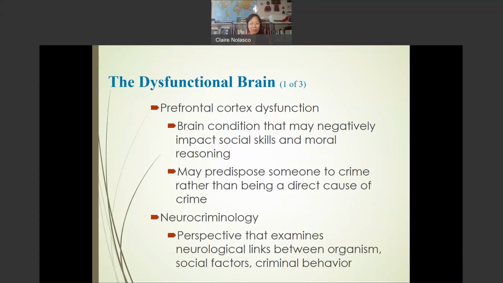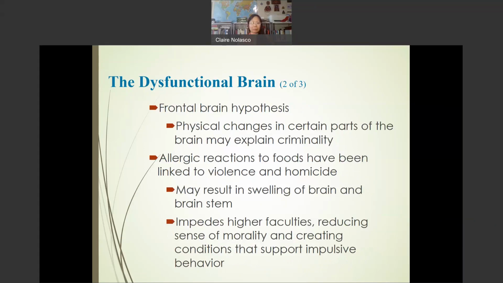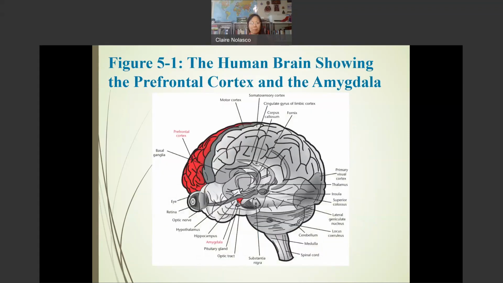Neurocriminology is a perspective that examines neurological links between organism, social factors, and criminal behavior. The frontal brain hypothesis states that physical changes in certain parts of the brain may explain criminality. Also, allergic reactions to foods have been linked to violence and homicide. Allergy may result in swelling of the brain and brainstem and may impede higher faculties, reducing the sense of morality and creating conditions that support impulsive behavior.